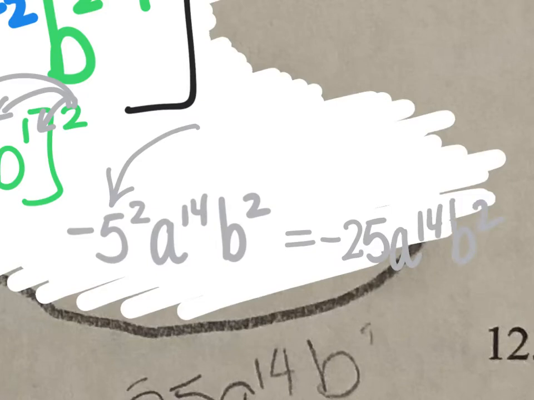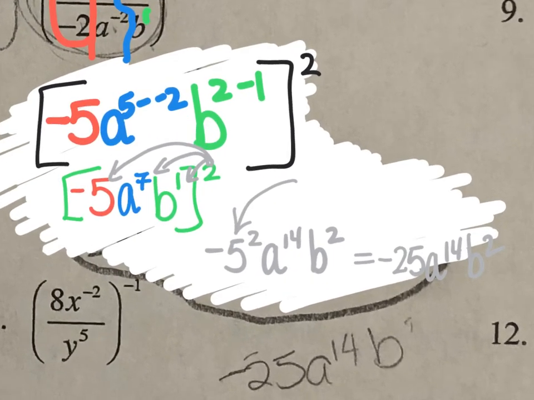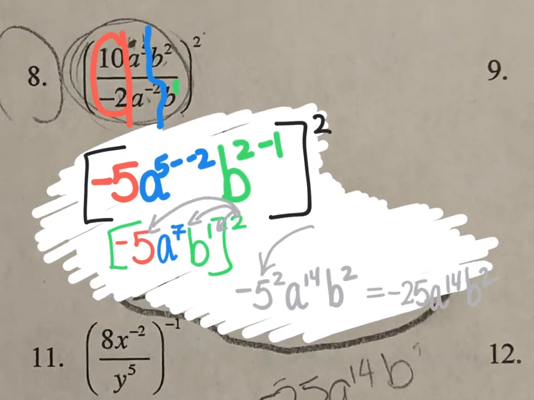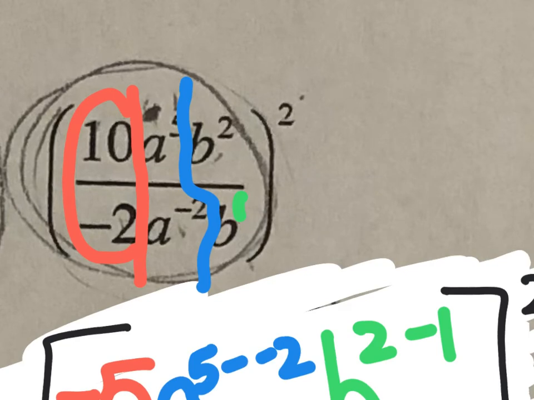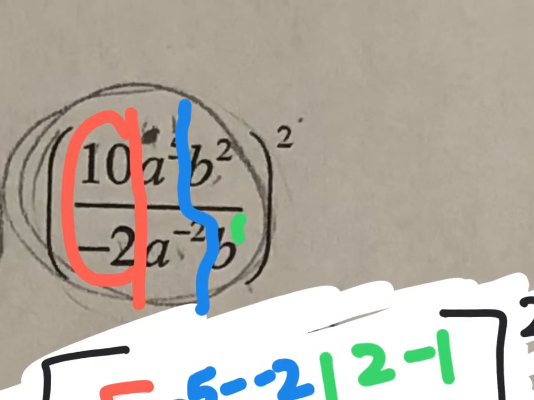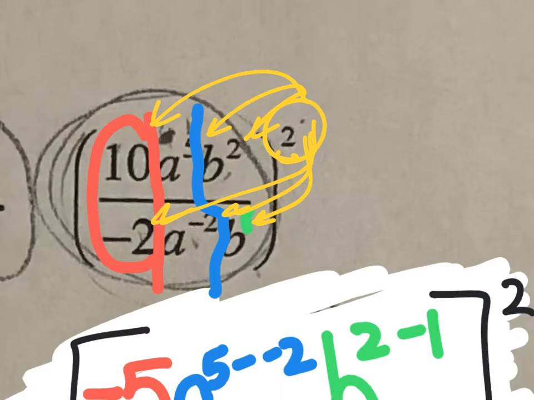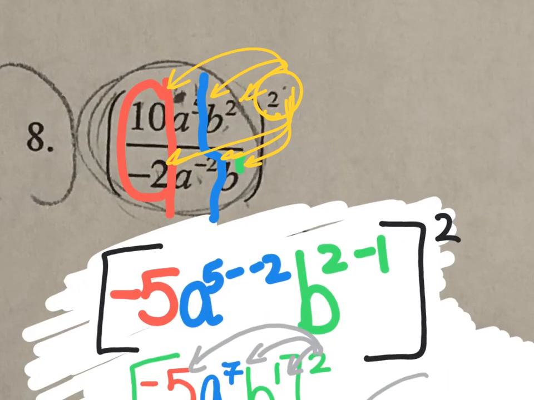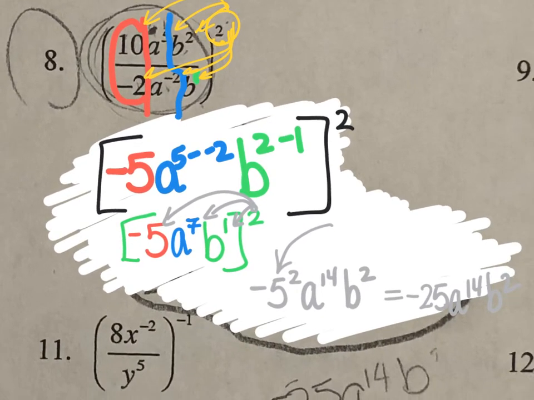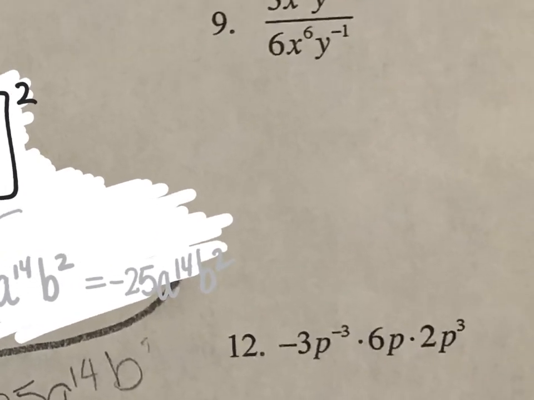Now, you could have also distributed that to everything in here and then simplified. It's really up to you. I find it easier to simplify what's inside first and then apply the power to the power. But again, it's what makes you comfortable. Okay.